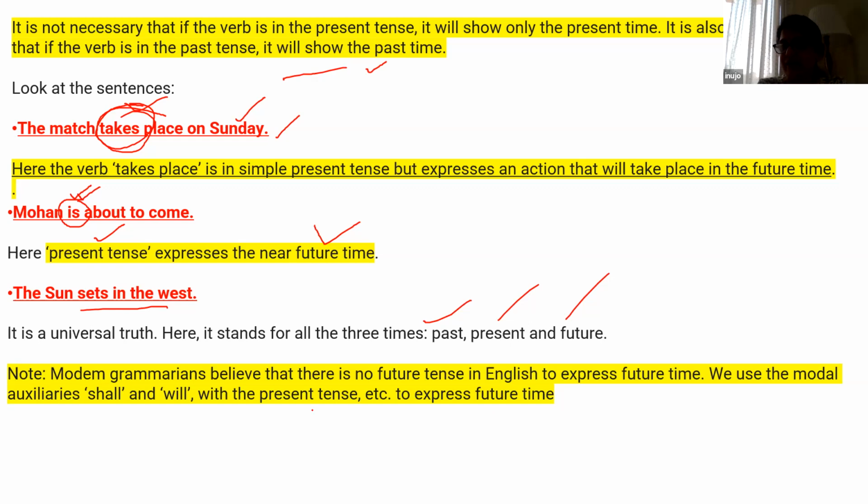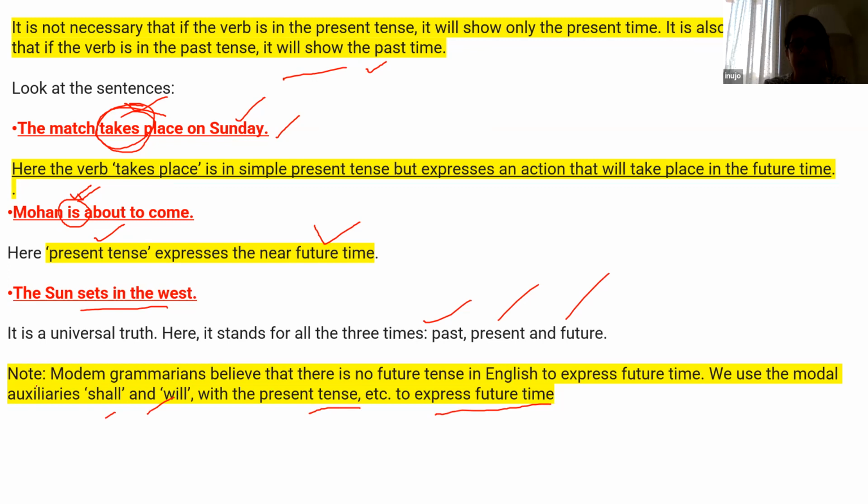In the traditional grammar, there are present, past, and future tenses. But modern grammarians say that there is only present and past. For the future, we use modal auxiliaries like shall and will with the present tense to express future time. So modern grammarians say there is no special future tense.